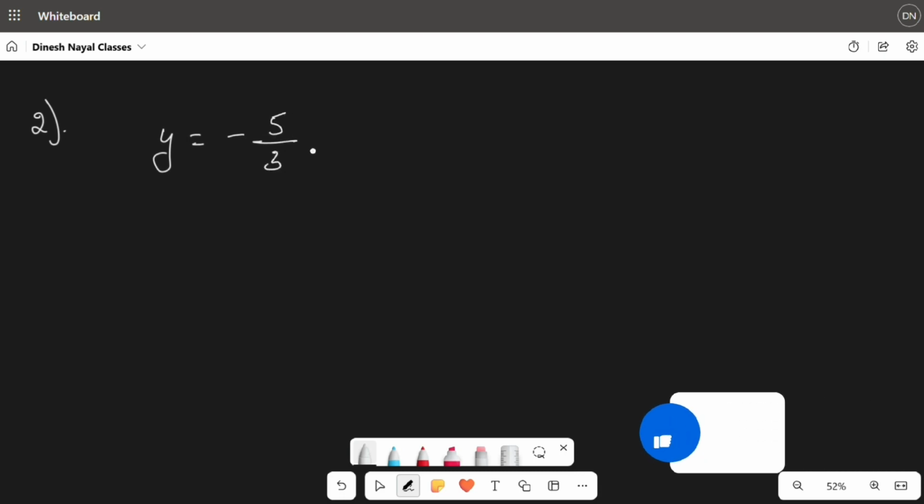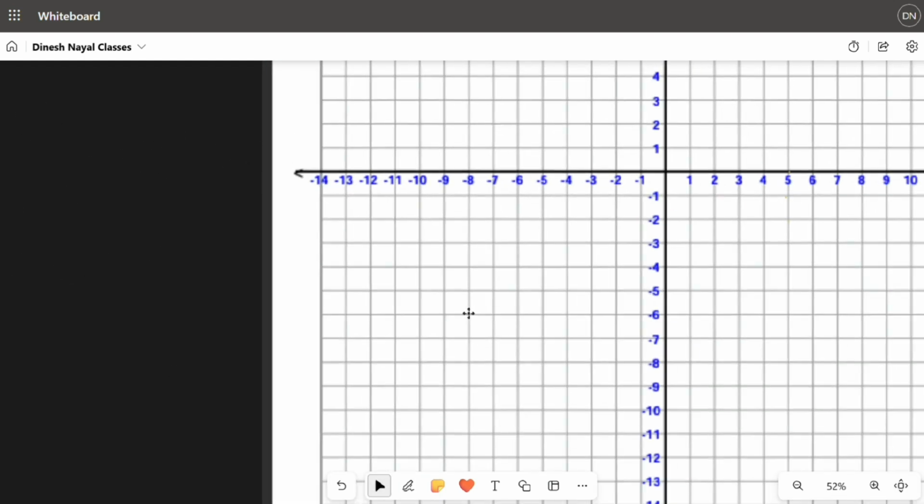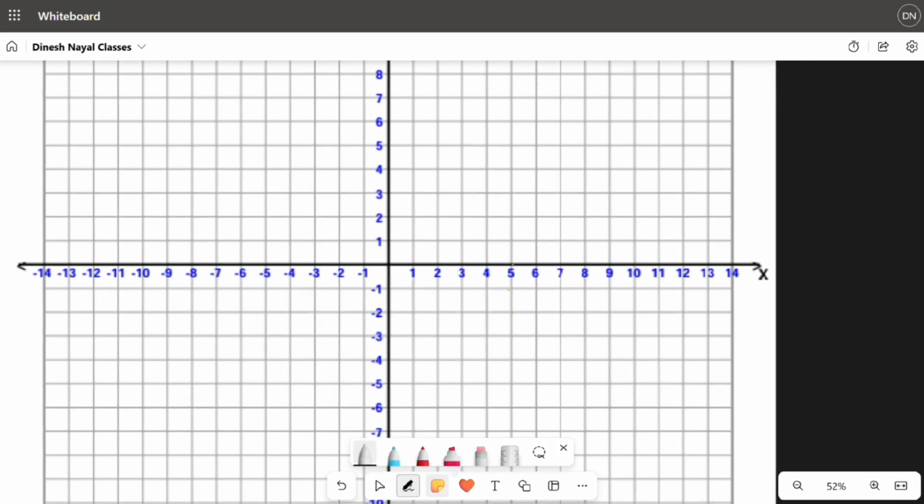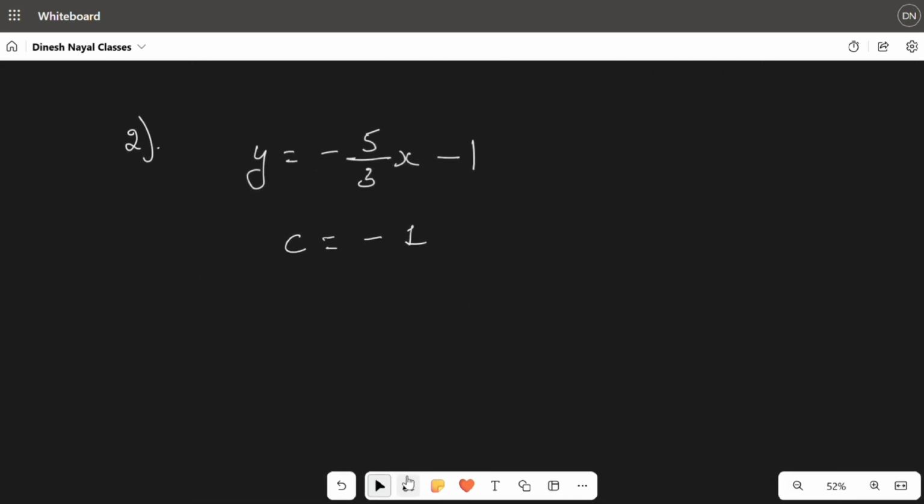Now the second question is, suppose we have to draw the graph of the equation they have given, y equals minus 5 by 3x minus 1. So now you see the y-intercept c is equal to minus 1. So we are going to substitute and put the point c as minus 1 over here. So this is the point minus 1. Okay, now again what's the slope? Slope m is minus 5 by 3.